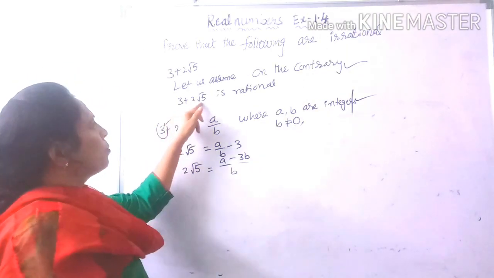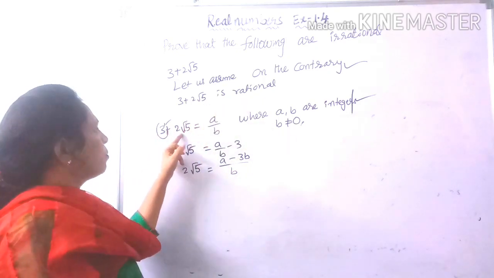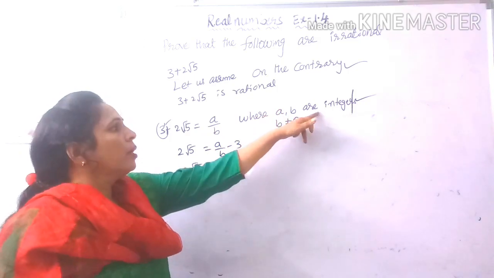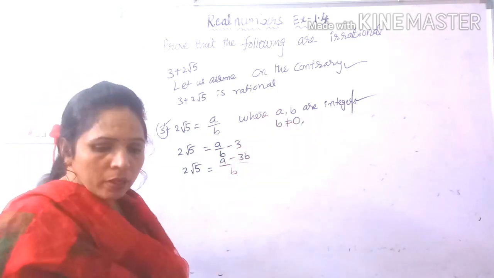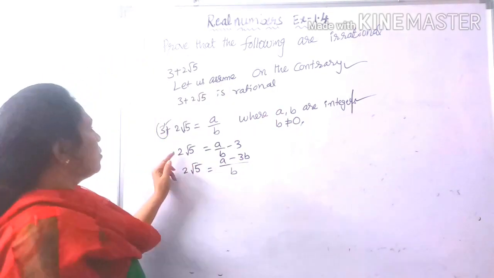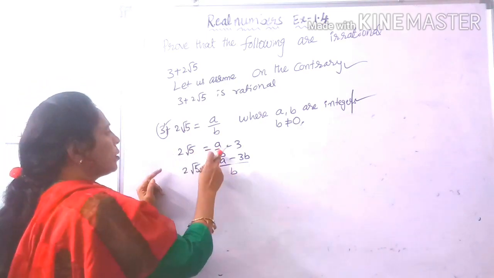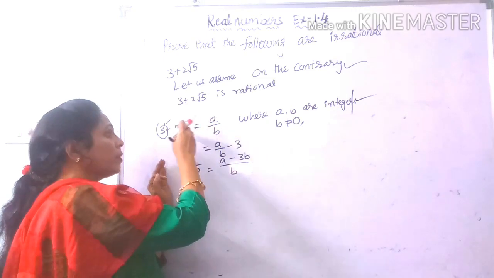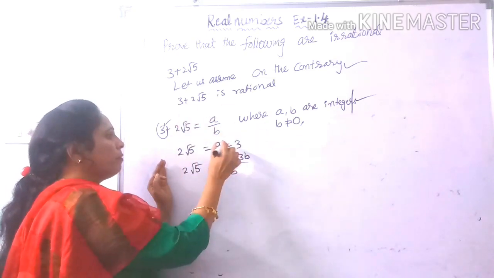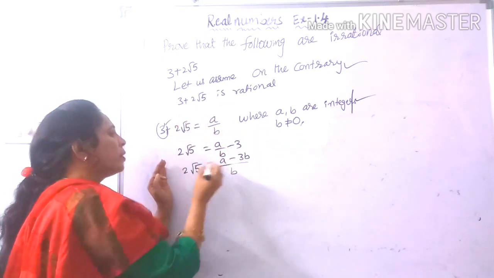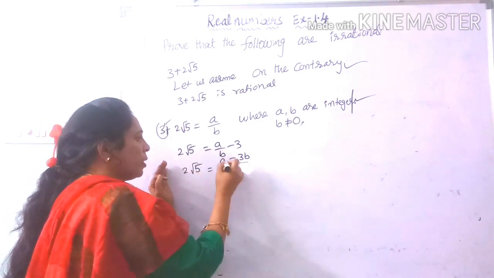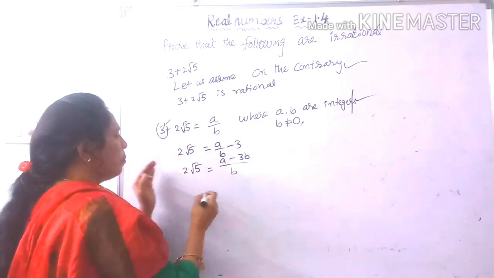Here 3 plus 2 root 5 is rational. 3 plus 2 root 5 is of the form a by b, where a, b are integers, b is not equal to 0. So 2 root 5 is equal to a by b. This 3 is taken to the RHS, the symbol will be changed. So minus 3. 2 root 5 is equal to, after doing LCM, a minus 3b by b.